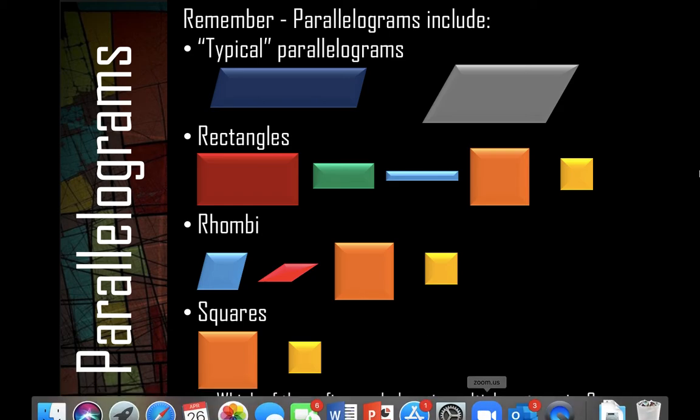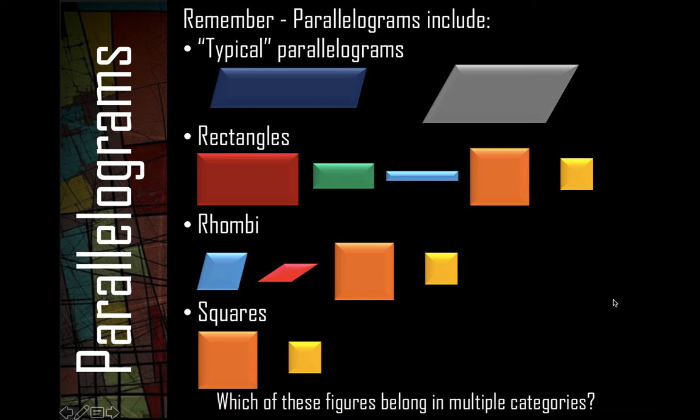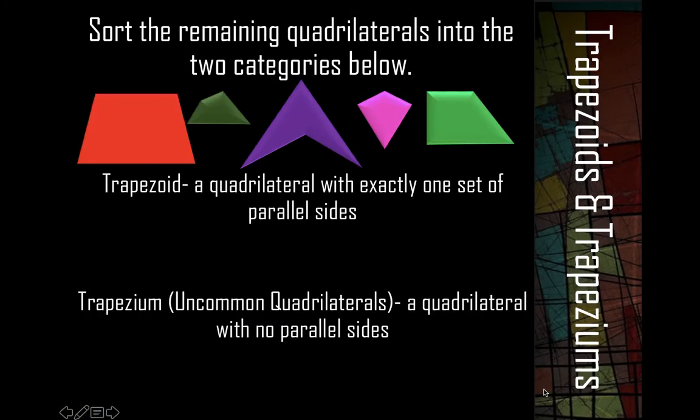Okay, which of these figures belongs in multiple categories? Well, we just talked about that, a square. Squares can be called squares, but they also fit into the rhombus category, and the rectangle category, and the parallelogram category. So squares are going to be the figures that can be represented in multiple categories.